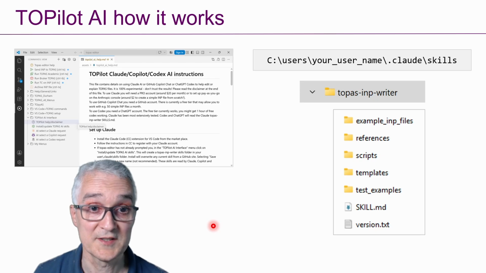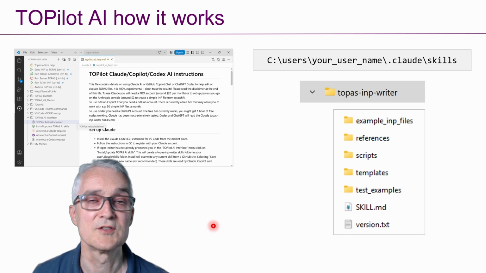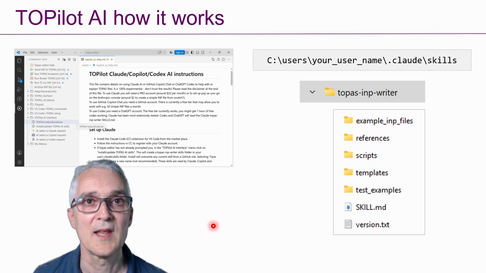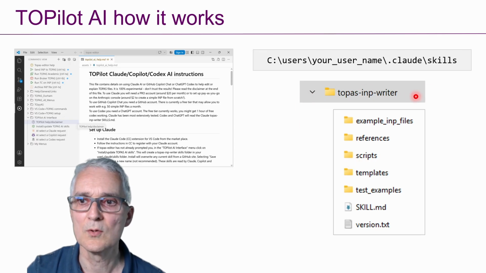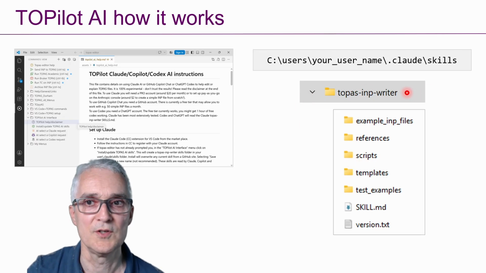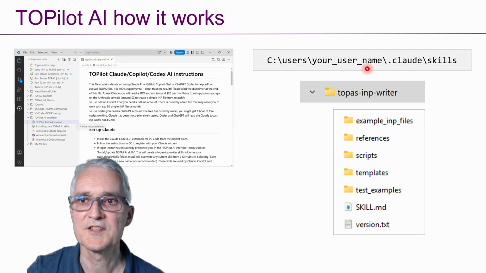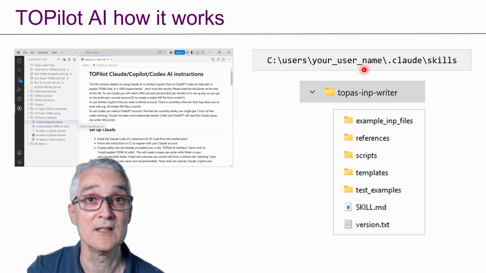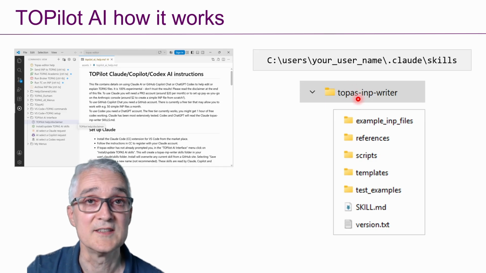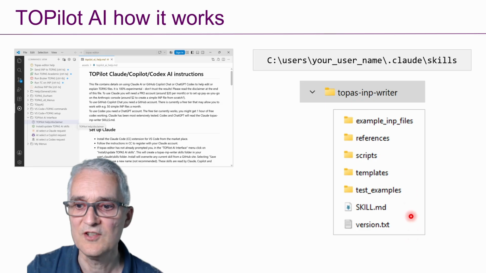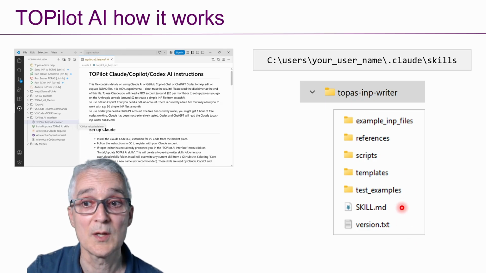In terms of how the TOPilot system works, you'll probably remember that when we went through and we set up Topaz Editor for the first time, you had a question which said, do you want to install a set of Claude AI skills? And I recommended that you clicked yes to that question. If you accepted that question and you installed the skills, what will have happened is a folder called Topaz INP Writer will have been written on your computer, and it will have been written in this directory here, which is a Claude skills directory. And what the Topaz INP Writer folder contains is all the information to teach Claude the skill of working with Topaz.